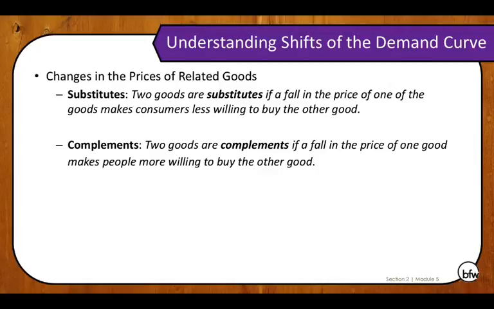So substitute goods, let's look at those first. Goods are substitutes if one good can replace another good. If consumers look at another good as being similar enough to one good to be able to stand in place of another good. So, two goods are substitutes if a fall in the price of one of the goods makes consumers less willing to buy the other good. Why? Because if the price of one good falls, then you'll buy more of it, and you'll buy less of a good that you could substitute for it that would now be more expensive.